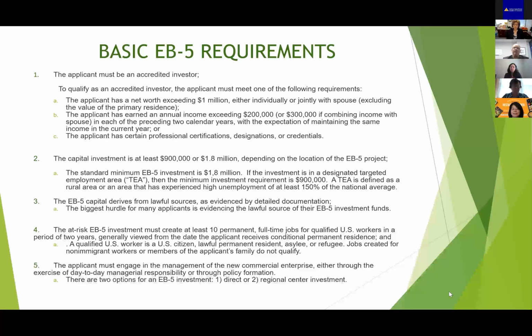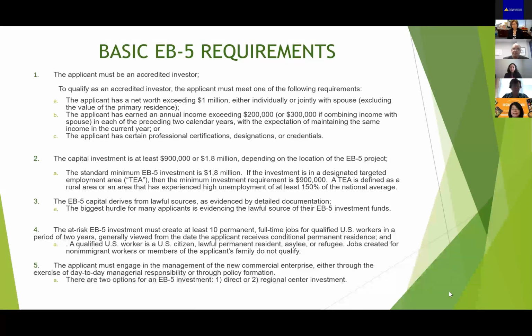Now, one of the things I mentioned earlier about direct investment and indirect investment: with direct investment, you still have to hire 10 people, but the people you hire have to be direct hires. It can't be indirect hires. It can't be people who deliver the newspaper. It can't be people who come to fix the plumbing every once in a while. It has to be direct hires.